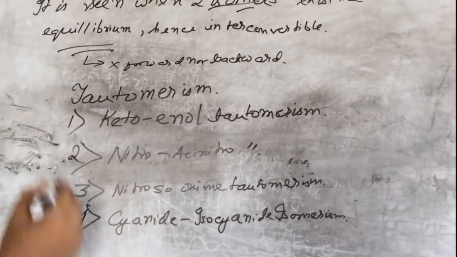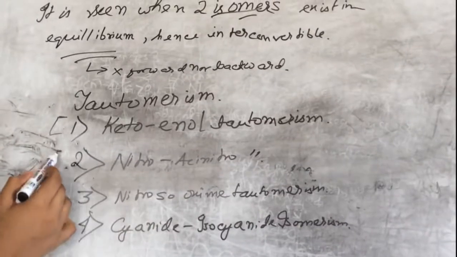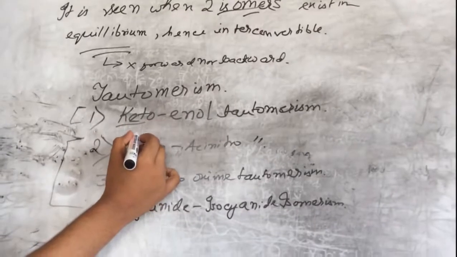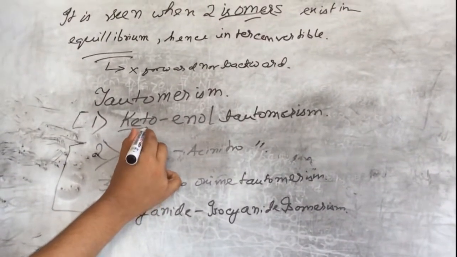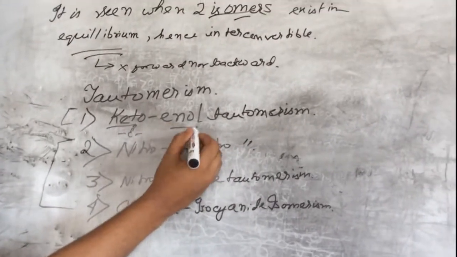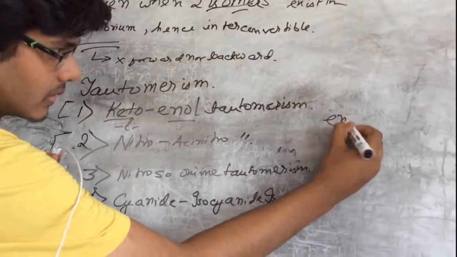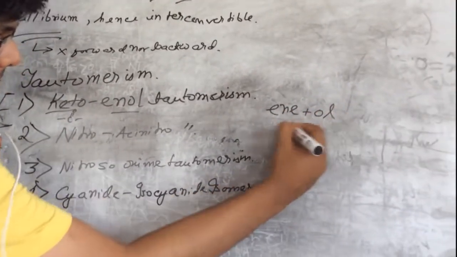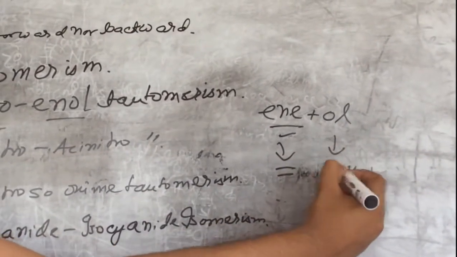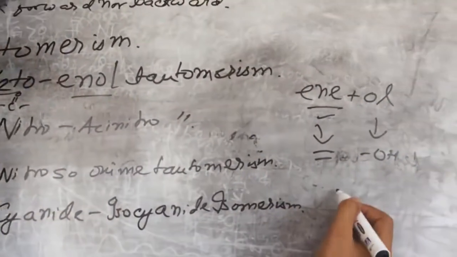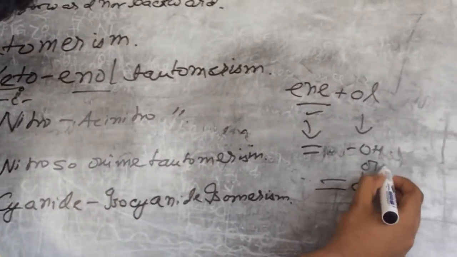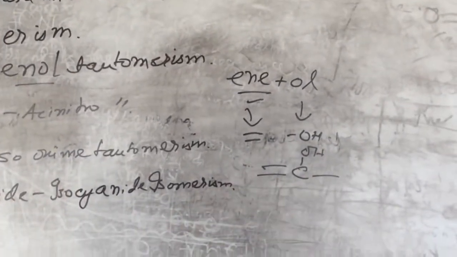We will mainly discuss ketoenol tautomerism and briefly discuss these three. So ketoenol, as we have guessed already, it must have a keto group. One isomer must have a keto group, another must have enol, that is enol comes from ene plus ol. Ene means double bond and ol means OH group. So it is the isomer which contains the double bond with the OH group. That is something like this.